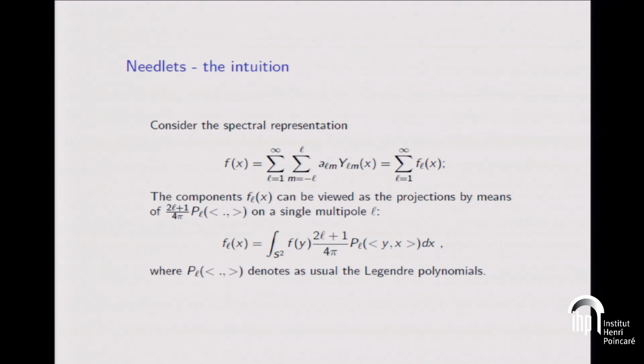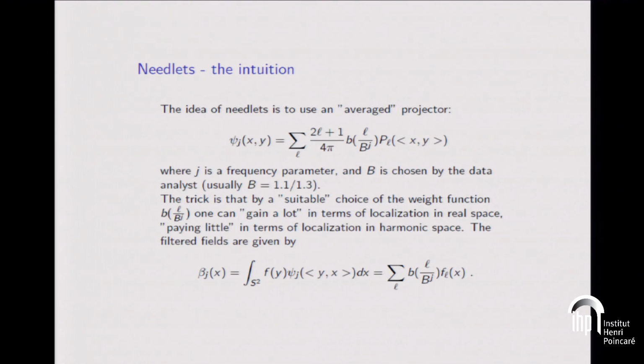Well, you cannot get something for free, for nothing, okay? So what you do is you pay a bit in terms of localization in harmonic space. So you are willing to lose something in terms of localization in harmonic space in order to gain as much as possible, a lot, hopefully, in terms of localization in real space. That's the very simple idea behind the story. So how do you do that? You build another projector, which is this one here, okay? Where basically you no longer project on a single multipole L, but you project on some nearby multipoles, okay?